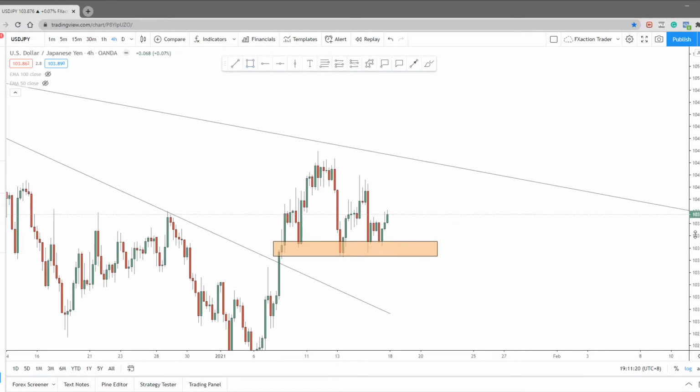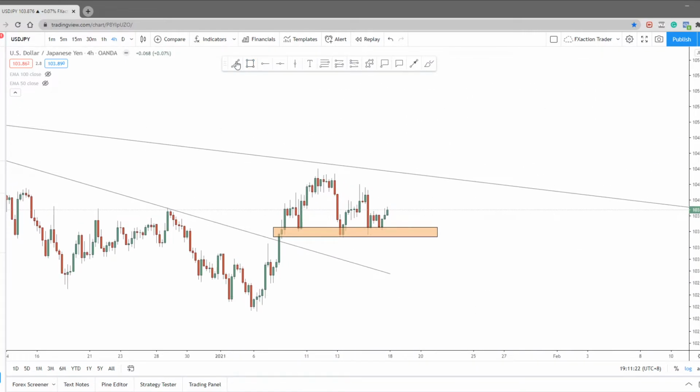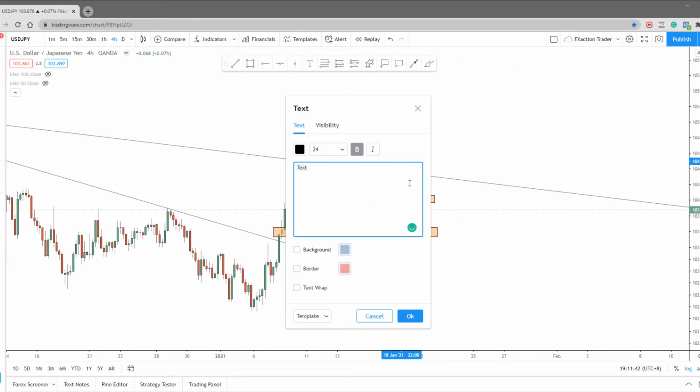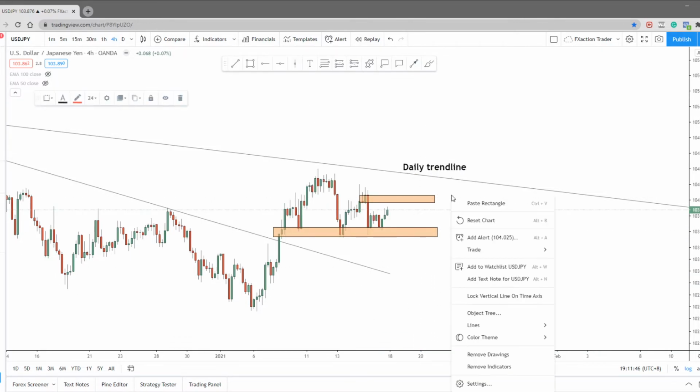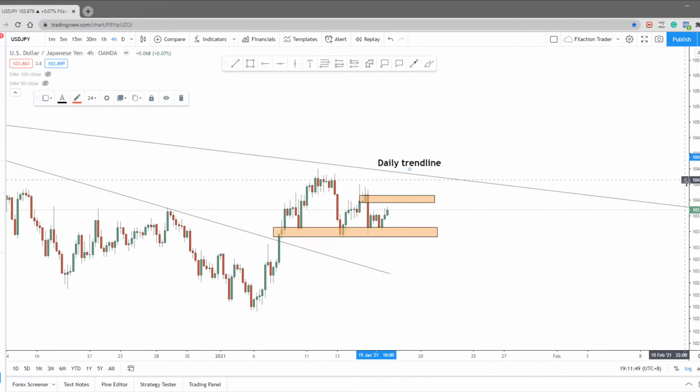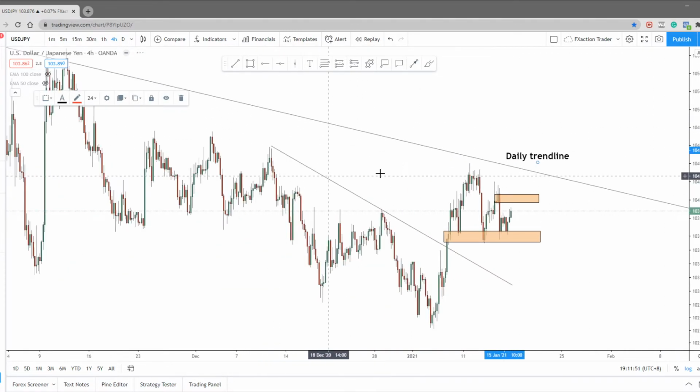So personally, I will not take this as a valid buy trade unless market breaks out of this structure here. But do take note that this is actually the daily trend line. So it's better for us to just keep this pair in view.